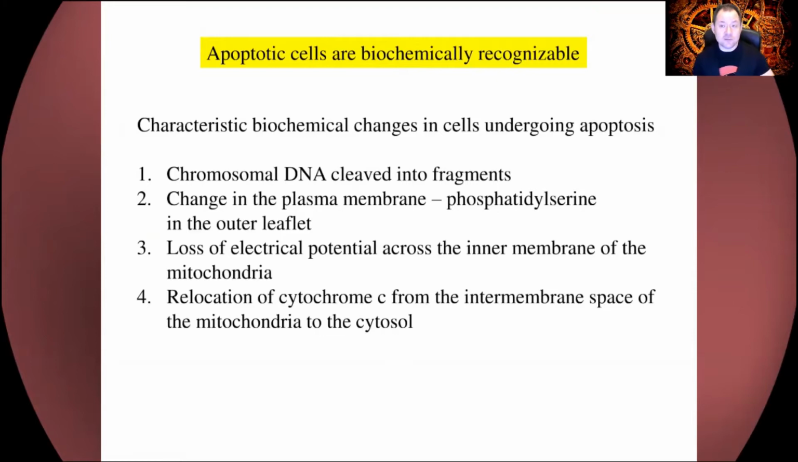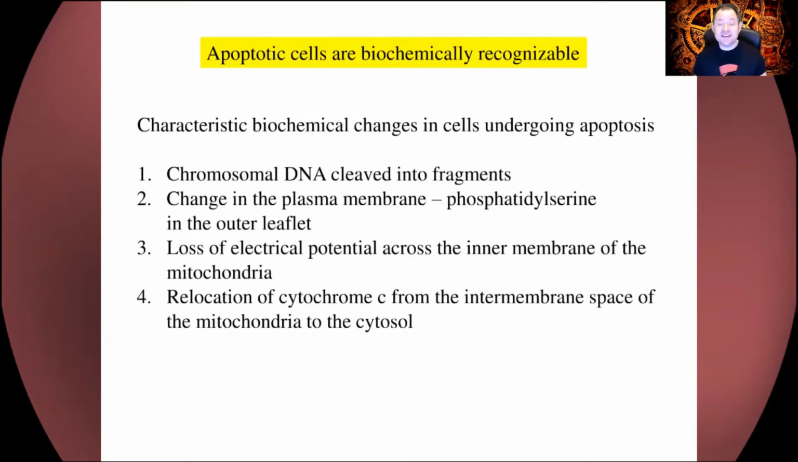Normally in a mitochondria, you have a positive charge inside compared with outside. That charge is lost during the process of apoptosis because the mitochondria becomes leaky. There's a relocation of a particular enzyme. Well, enzyme isn't quite the right word in this process, but let's just say molecule, known as cytochrome C, from the intermembrane space of the mitochondria to the cytosol. That's the cytoplasm of the cell.